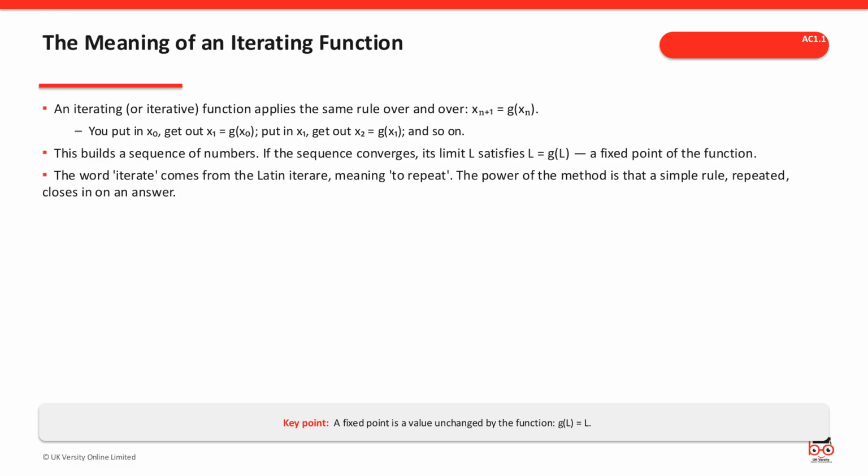Let's look a little closer at what an iterating function actually does. It applies the same rule over and over. You put in x0 and get out x1, you put in x1 and get out x2, and so the sequence grows. If it converges, the value it settles on, call it L, has a rather lovely property. It satisfies L equals g of L, which we call a fixed point, a value the function leaves completely unchanged. The word iterate comes from the Latin for to repeat, and that really is the magic here. One simple rule, repeated, closes in on the answer.